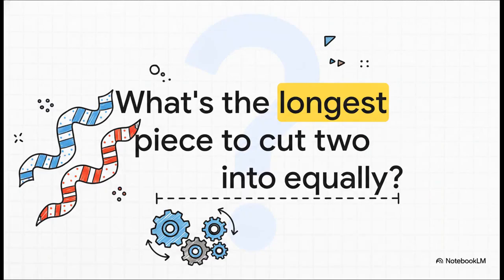All right, let's kick things off with a little puzzle. So you've got these two ribbons. How would you even start to figure this out? Well, the secret is something called the highest common factor. And don't worry, we're going to get there step by step.